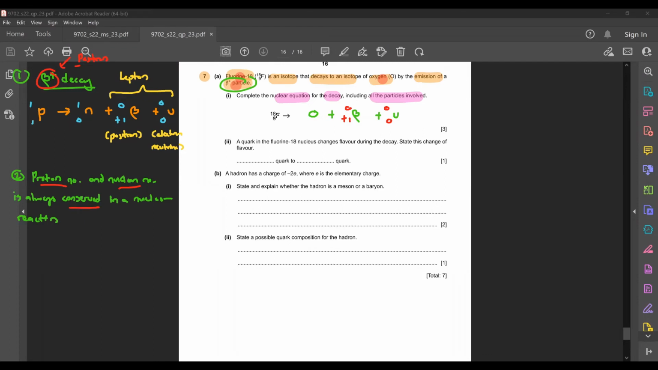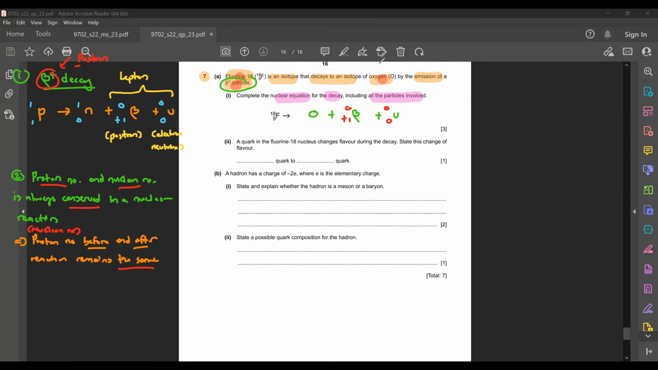Okay, so what this means is this: the proton number before and after reaction remains the same. Okay, proton number before and after reaction remains the same. You could also replace this with nucleon number before and after reaction remains the same. Okay, so we're applying it for our nuclear equation here.